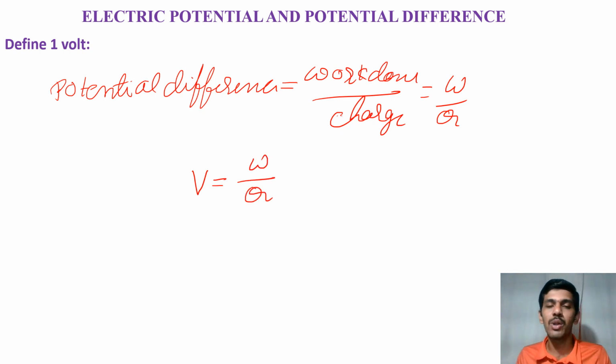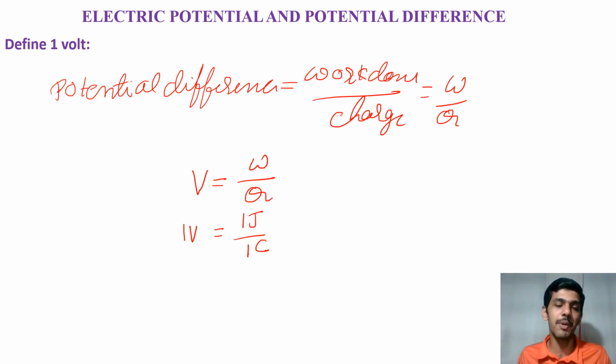By looking at this formula, we know that the potential difference is represented by the SI unit volt. So when will this V be equal to 1 volt? It is possible only when W is 1 joule and Q, the charge, is 1 coulomb. The potential difference will become 1 volt only when the work done is 1 joule and the charge is 1 coulomb. Then how to define 1 volt?